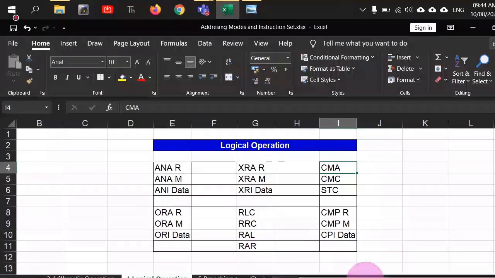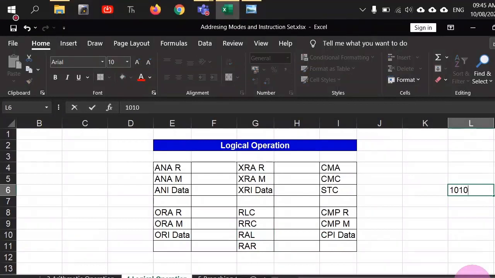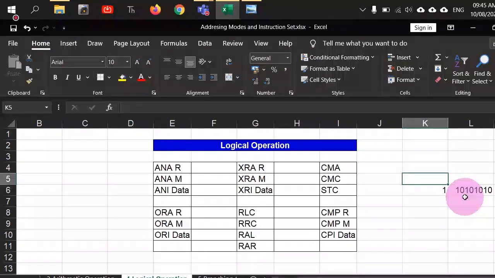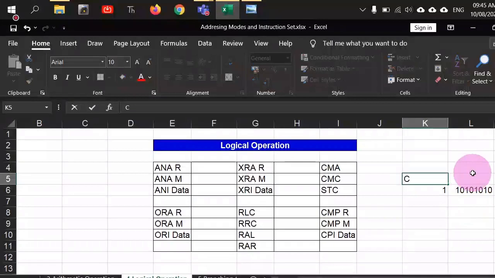So let me start discussing by using this RAL command, right? So let us say that in accumulator an 8-bit data is being kept. So this is 10, 10, 10, and 10. So these are 8 bits which are there in accumulator. And there is one carry flag. Let us say its value is 1, right? So this is your carry flag, and this is your accumulator, right?